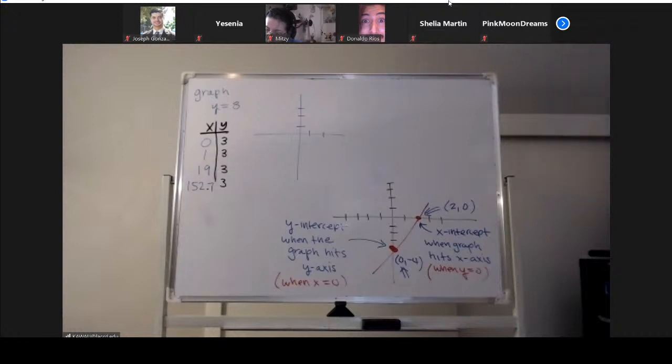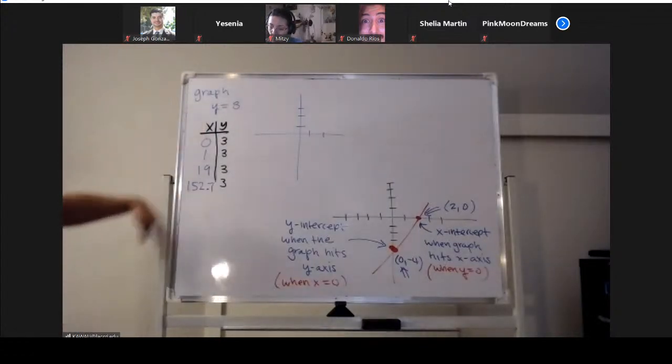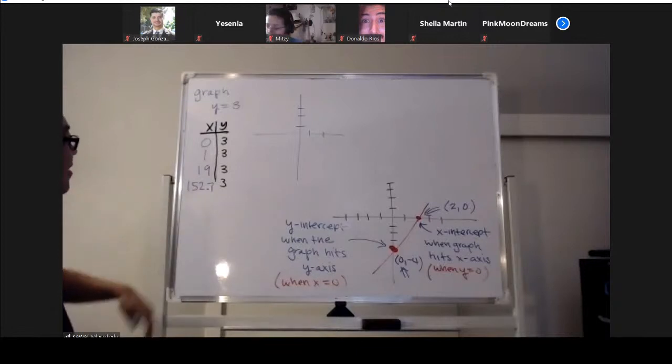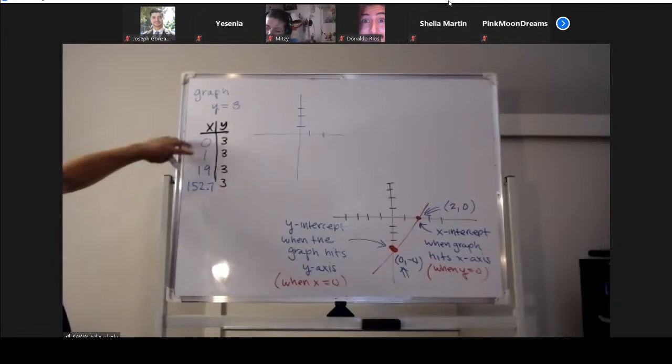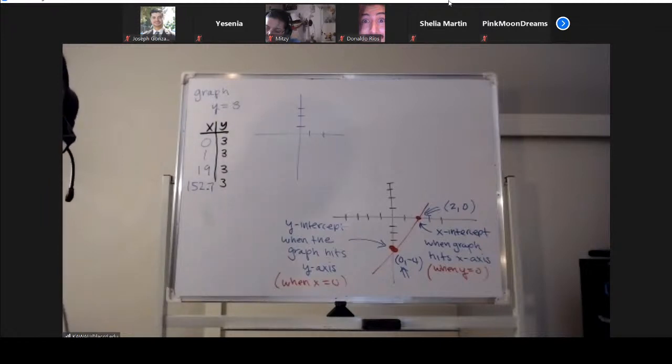Professor, where'd you get 0, 1, 19, and 152 from? Oh, meaning that you can put any number here. It doesn't matter what number you put here. Y is going to be equal to 3. I'm just trying to demonstrate that it could be completely random. Okay. But pick numbers that you like. 0 and 1.